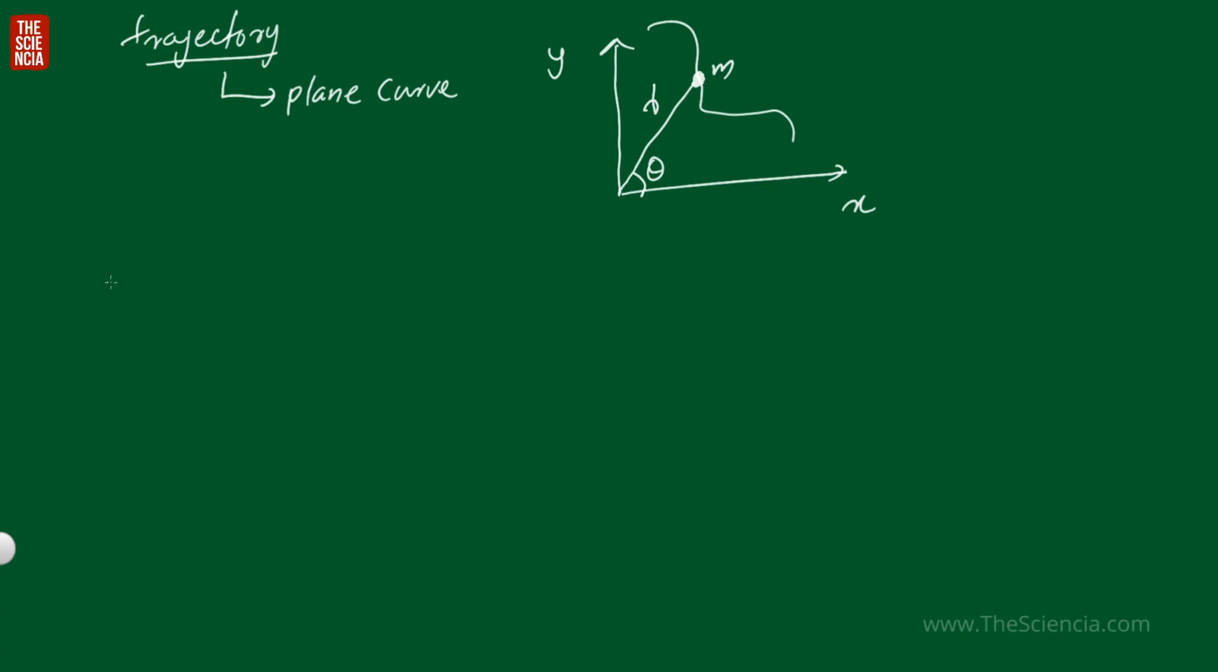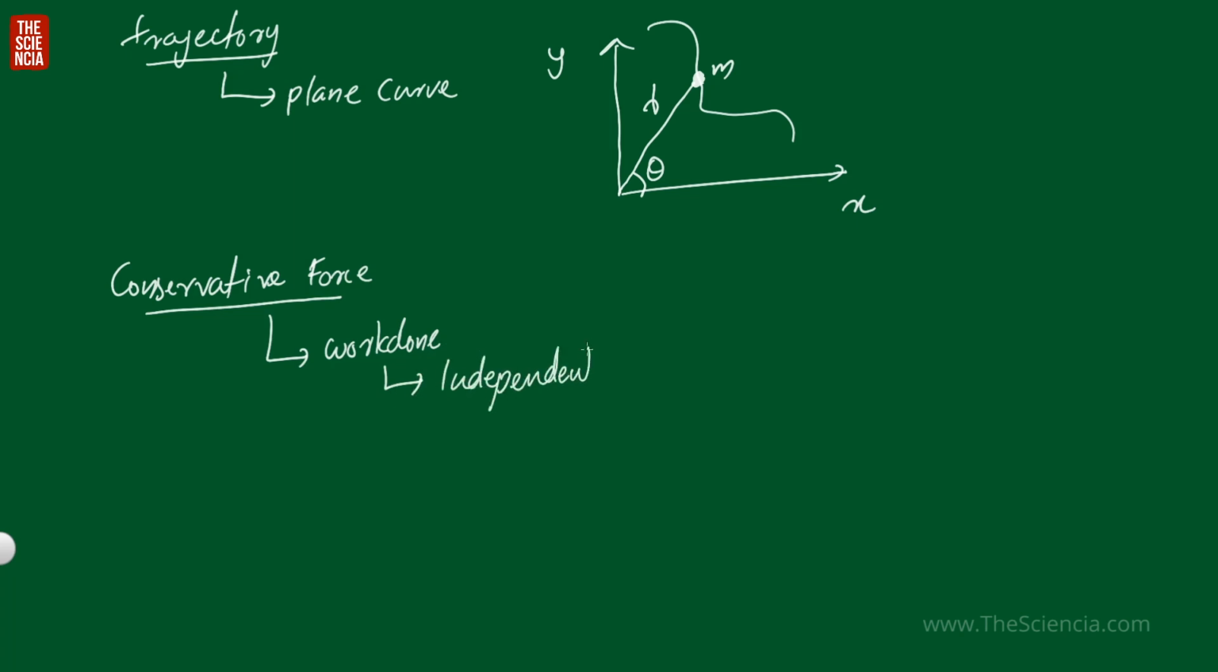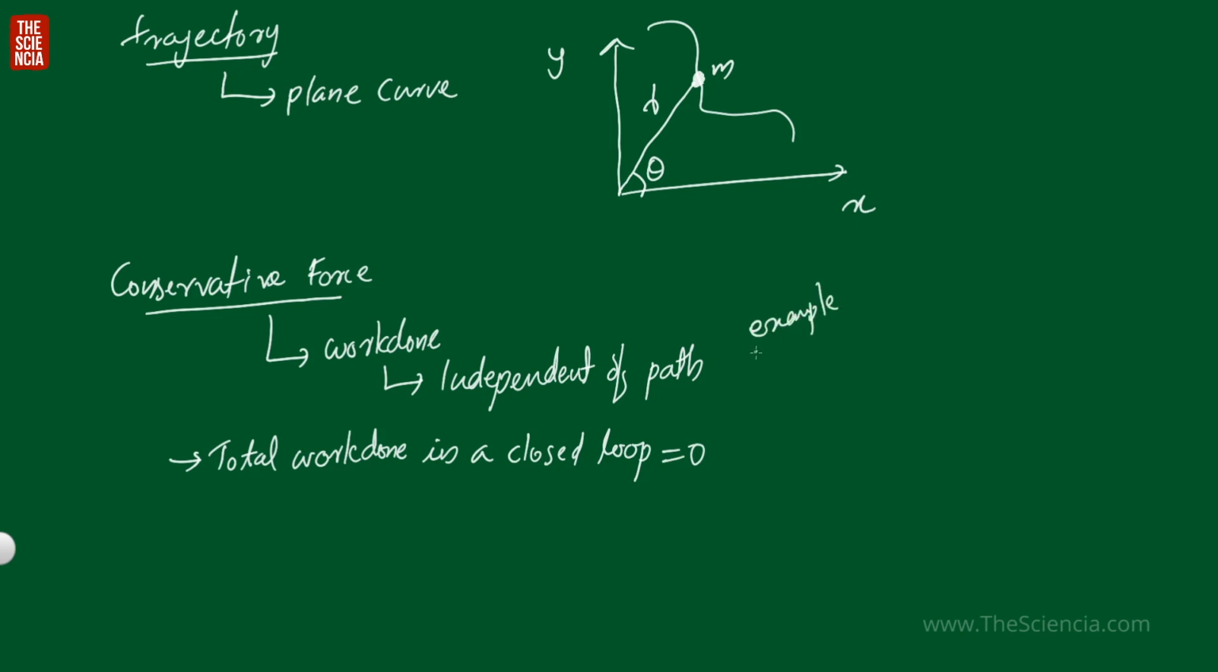Okay. And another property of central force is it will be a conservative force. What is a conservative force? The work done will be independent of path. And its consequence is total work done in a closed loop will be equal to 0. I'll tell you an example. This is our Earth and we have a particle or a ball at this position and we are taking this ball to a little height. Then again we bring it back to its initial position. Then the total work done will be equal to 0.